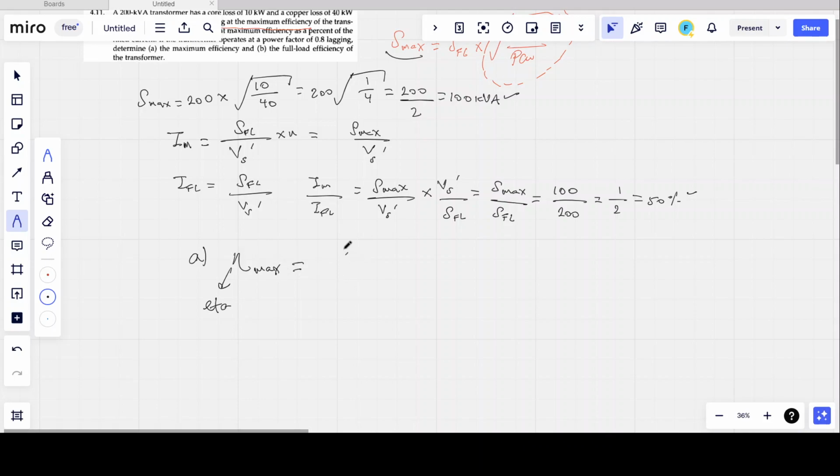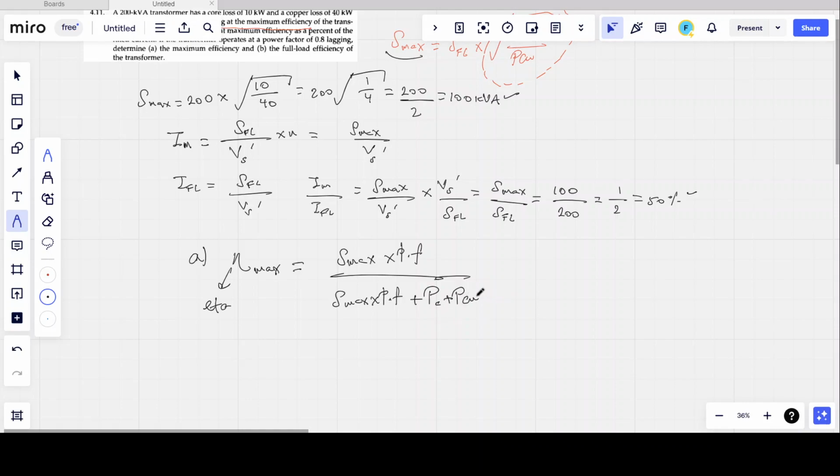So this max is equal to S max times the power factor, divided by S max times the power factor, plus PC, plus PCU. And the concept is that at maximum efficiency, PC is equal to PCU.